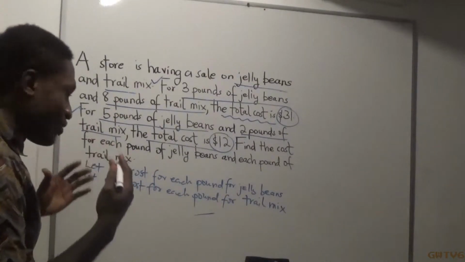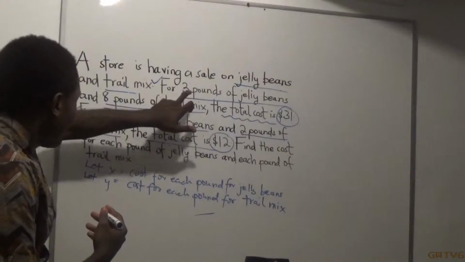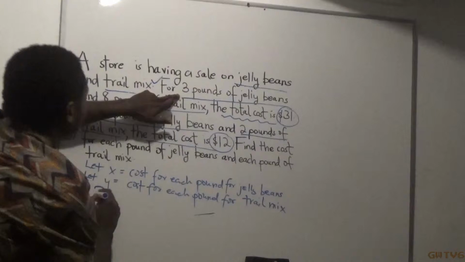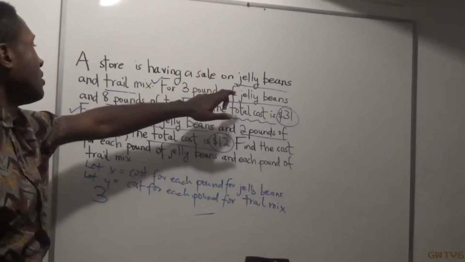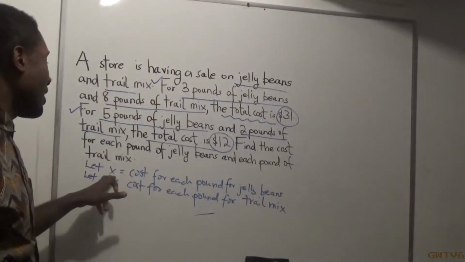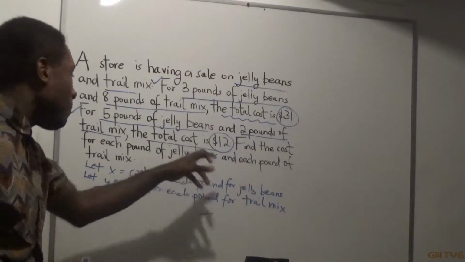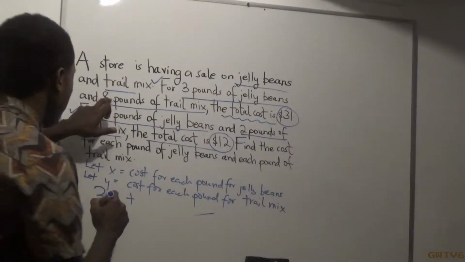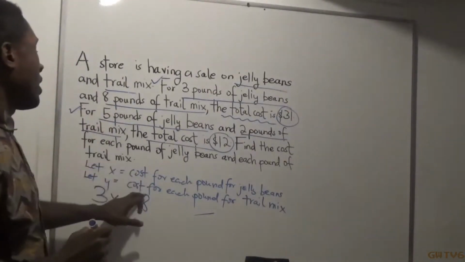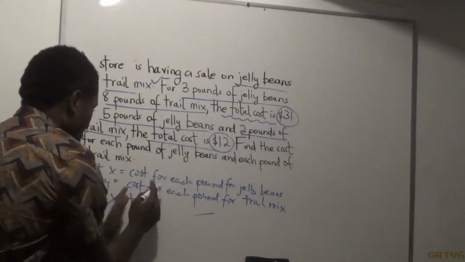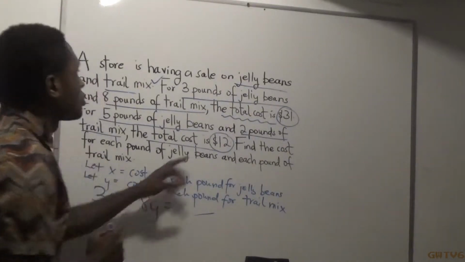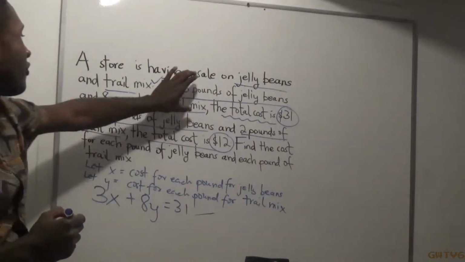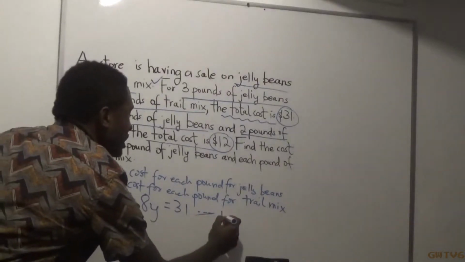So like I was just talking to myself right now, I'm doing the first one first, right? The first one that they talked about, we got 3 pounds of jelly beans. So you multiply 3 by x, which represents the cost for each pound, and then I add it to 8 pounds, and the cost for each pound is y, so I can get a cost for the trail mix. I should get a total cost of $31. So that is for the first one that they talked about right here, and that would be my equation number 1.